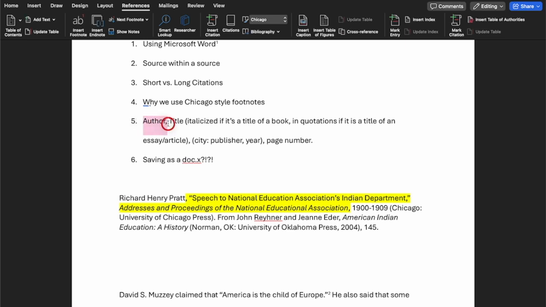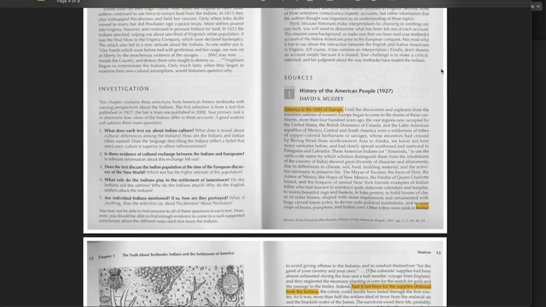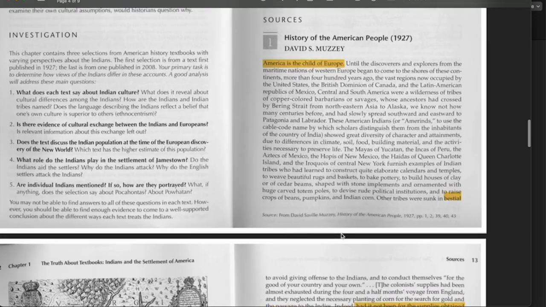You go author, title, and it's italicized if it's the title of a book, and then it's in quotations if it's the title of an essay or an article. Sometimes you're not able to tell what it is, and we don't want you to go on a wild goose chase trying to find it. But that's a general rule. And I knew to italicize this because it actually has it down here.